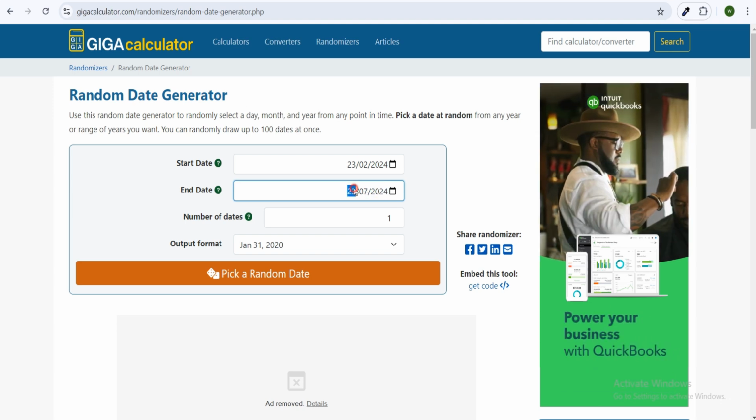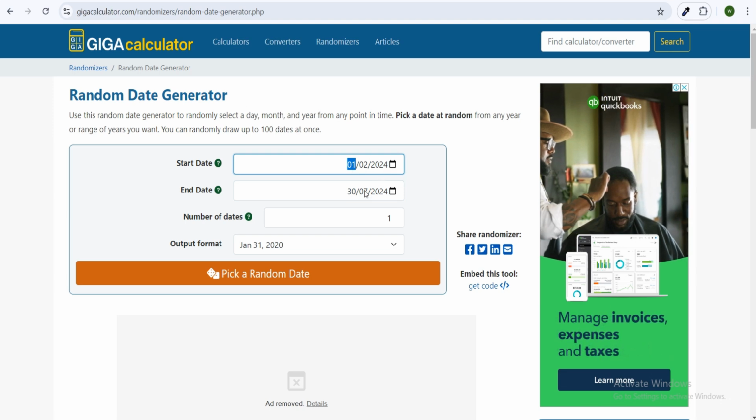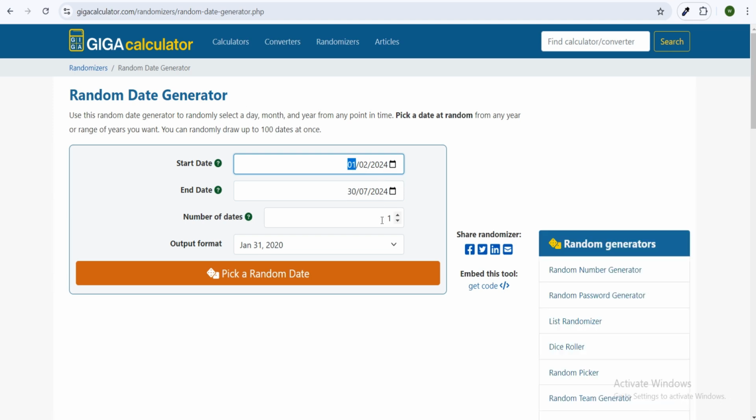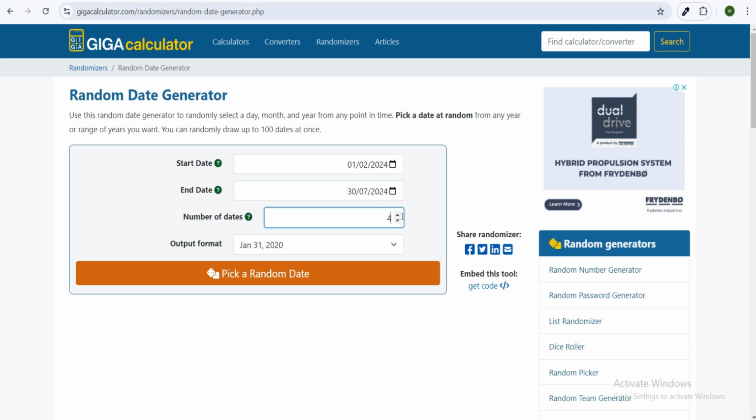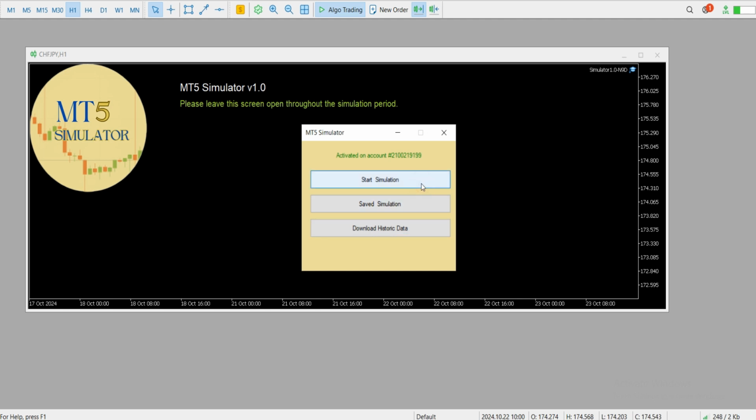Now I need the dates between February 2024 till the 7th month 2024. I need 4 dates and I will choose the date which will come on the second number. So let's pick up a random date, and the date is February 2, 2024. Let's do February 2, 2024.